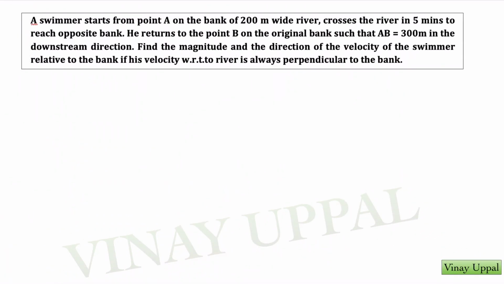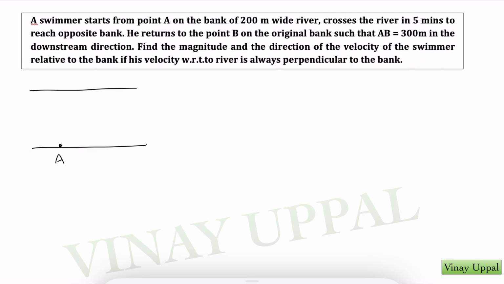Now let's take a look at a question. Let me first read the question. A swimmer starts from point A on the bank of a 200-meter wide river, crosses the river in 5 minutes to reach the opposite bank. He returns to the point B on the original bank such that AB is 300 meters in the downstream direction. Find the magnitude and the direction of the velocity of the swimmer relative to the bank if his velocity with respect to the river is always perpendicular to the bank. Alright, so lots of information in this question. Let's first draw the diagram.